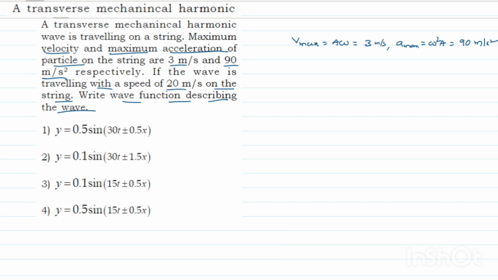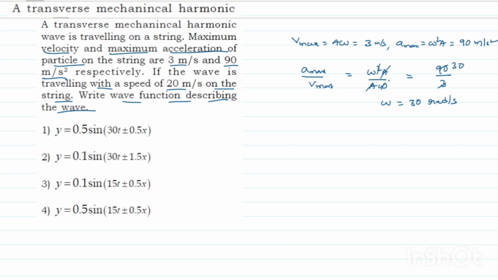Now when you divide these two values, A maximum by V maximum, A maximum is omega square A, and V maximum is A omega. Here A gets cancelled and one omega gets cancelled, leaving omega equals 90 by 3. So omega is 30 times, and the omega value is 30 radian per second.